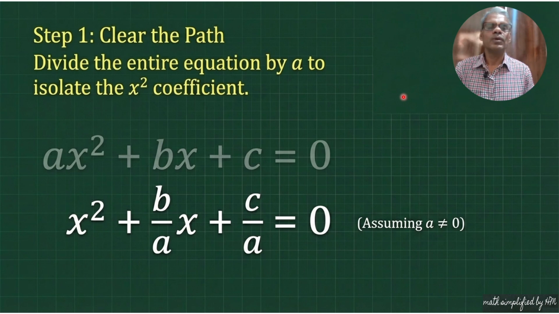First, we have to clear the path. That means divide the entire equation by a to isolate the x square coefficient. So ax square plus bx plus c is equal to 0. When we divide by a, it becomes x square plus b upon a into x plus c upon a is equal to 0. a is not equal to 0, we have assumed here.